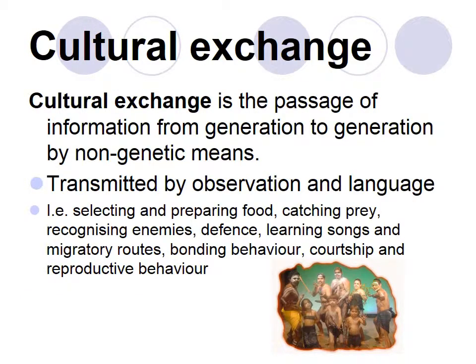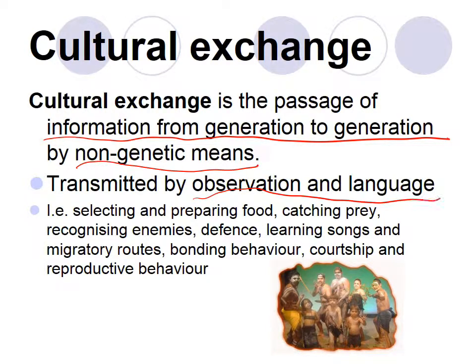And the last one that we're going to look at is cultural exchange. This is the passage of information from one generation to the next by non-genetic means. So it's passing on this information by teaching it to the offspring, for example. So it's transmitted by observation and also by language. So by telling them something or by watching other people do it. So here you're looking at selecting and preparing food, catching prey, how to recognize enemies, how to defend themselves, learning particular songs and migration routes, bonding behavior in groups, courtship of mates, and that reproductive behavior.